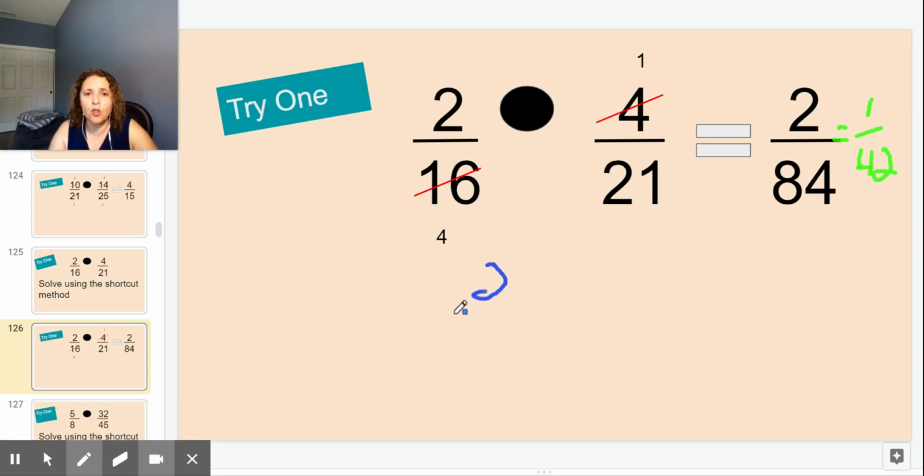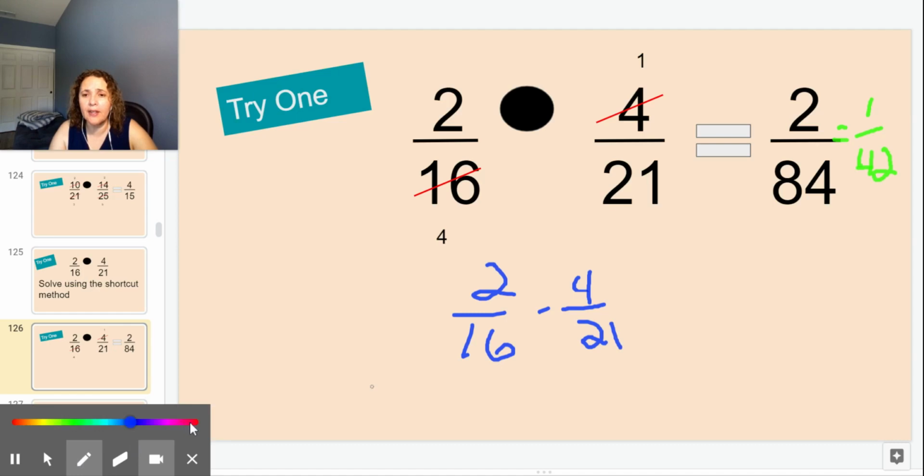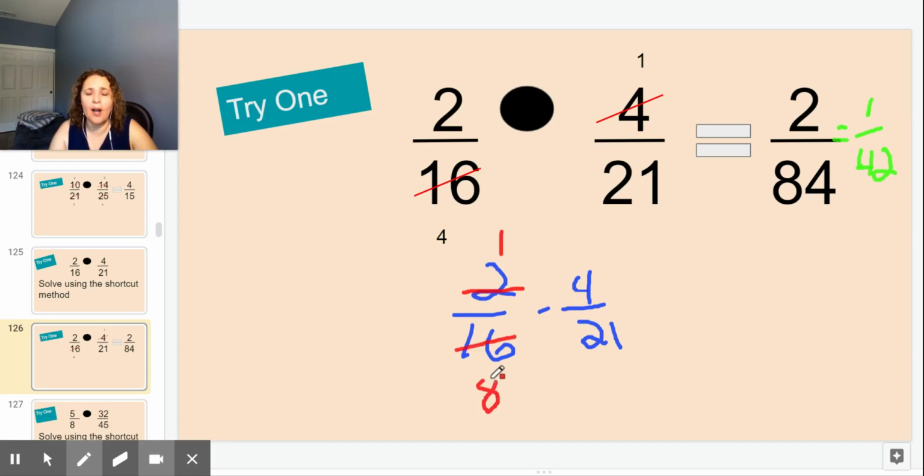Now, another way I could have done this one, I could have done 2 in the 16th. So let me rewrite it. 2/16 times 4 over 21. So what I could have done, 2 goes into 16, right? So 2 divided by 2 is 1. 16 divided by 2 is 8. I could have done it that way. And now look, I can simplify even more because now 4 goes into 8. So now I could simplify it even further.